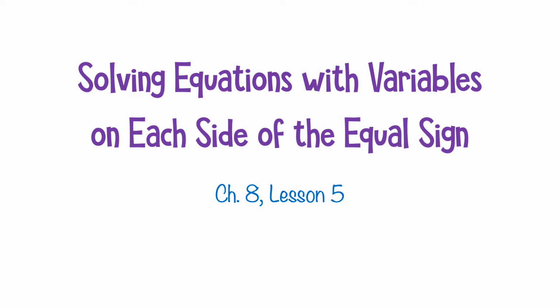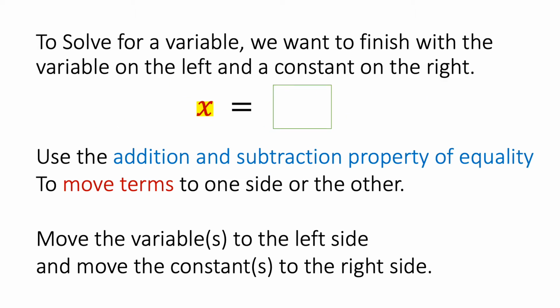In today's lesson, we'll be solving equations with variables on each side of the equal sign. This means that there will be an x on the left and an x on the right, or some other variable. To solve for a variable, we always want to finish with the variable on the left and some constant on the right. It will look something like this: x equals some number.